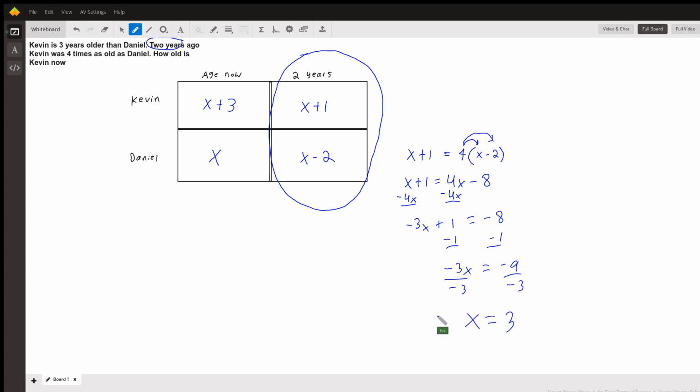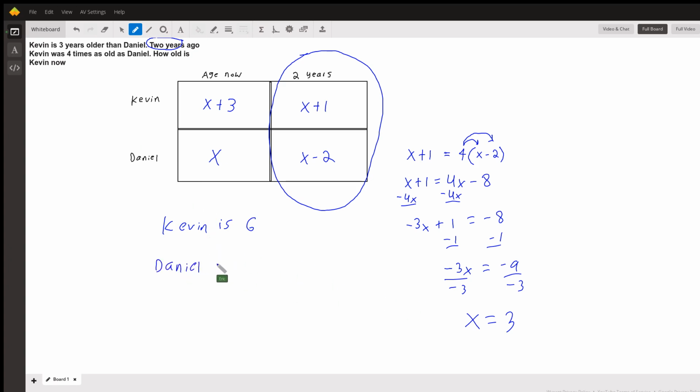Now what does X represent? Well, in our age now column, we know that Kevin is going to be X plus 3. Since we've already determined what X is, we can just substitute that in for X, and Kevin's age now is 3 plus 3, or 6. Now, I should actually write this in a sentence. Kevin is 6. And Daniel's age, although we're not told to solve for it, is going to be 3.